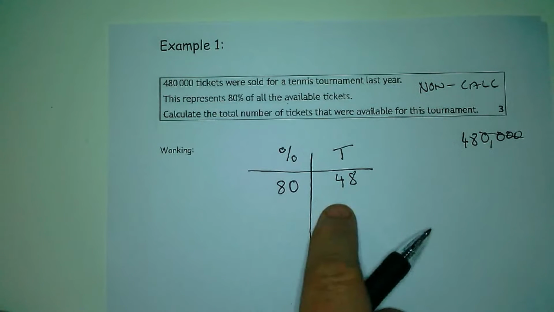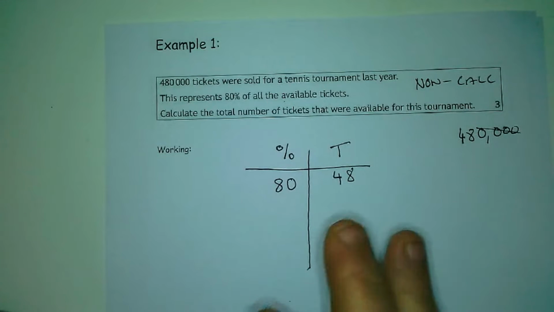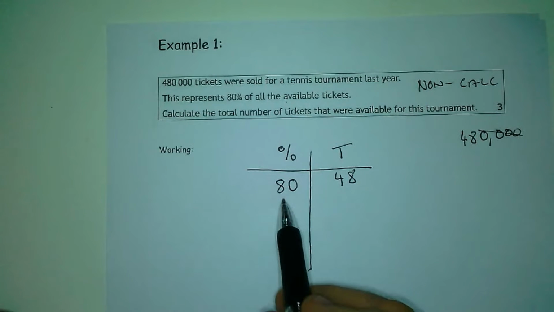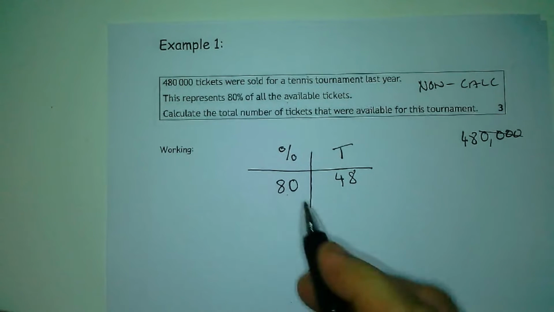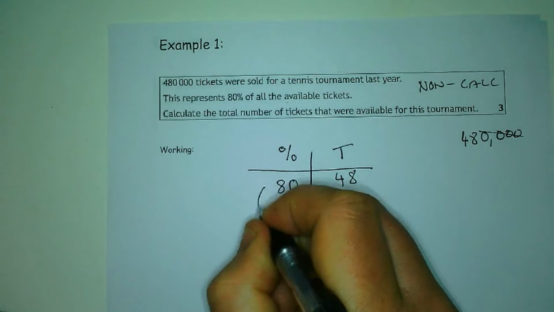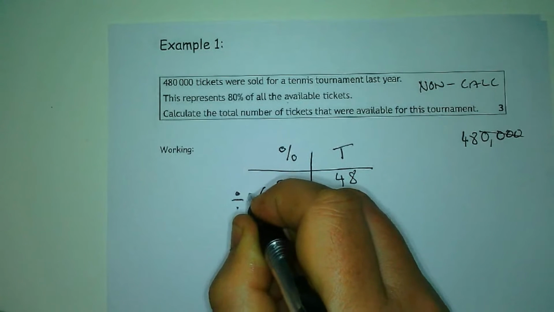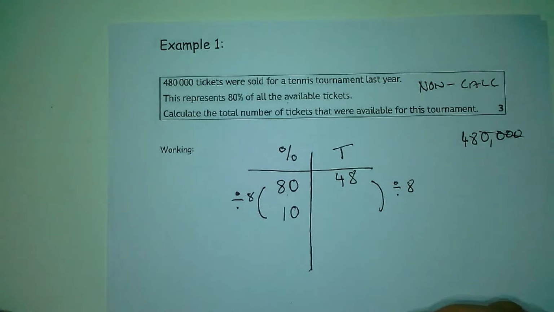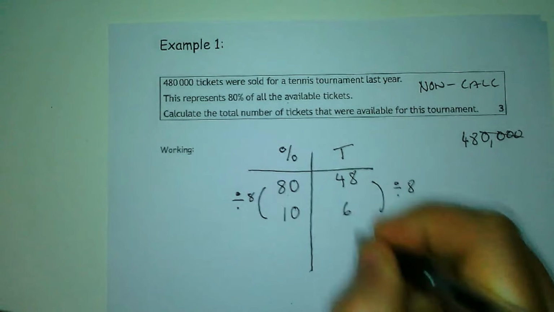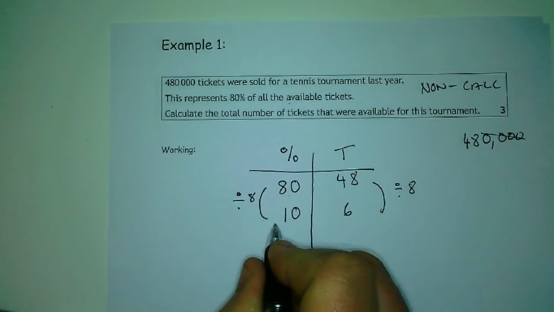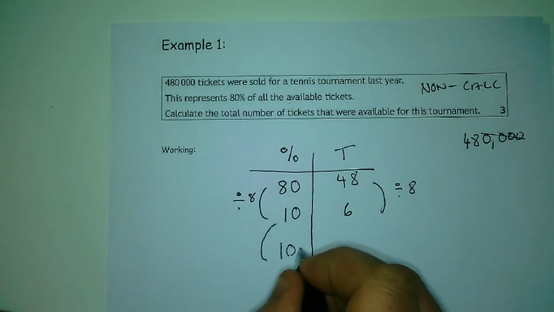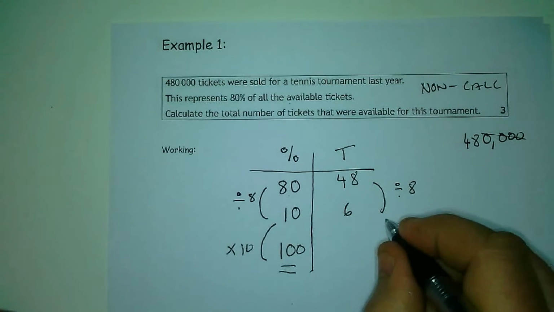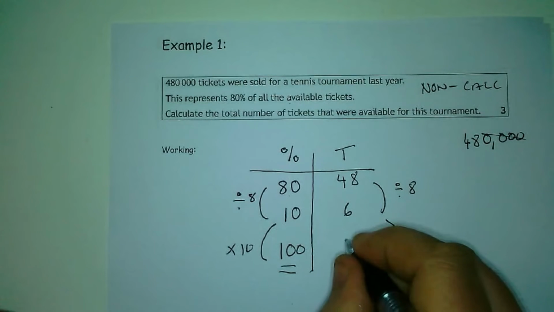So this is all about going back to 100%. These questions, reverse percentages, you want to get back to what was the original amount. So what I'm going to do here is I'm going to divide this by 8 to go to 10%. And then I can divide that by 8, and that would be 6. And then I'm always going back to 100%. There's 100%. So I times that by 10, and I times that by 10, and I get 60.